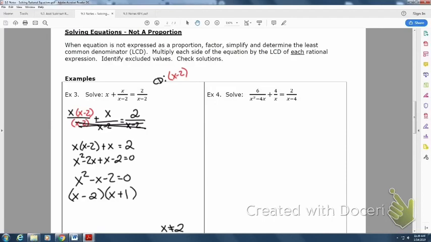Okay. And then whenever I set those equal to 0, I've got 2 and negative 1, so which one is my answer? Negative 1. Because 2 cannot be an answer according to my excluded value.